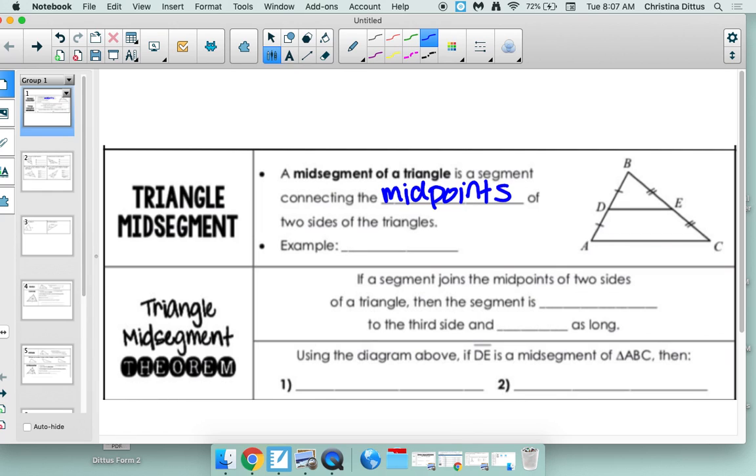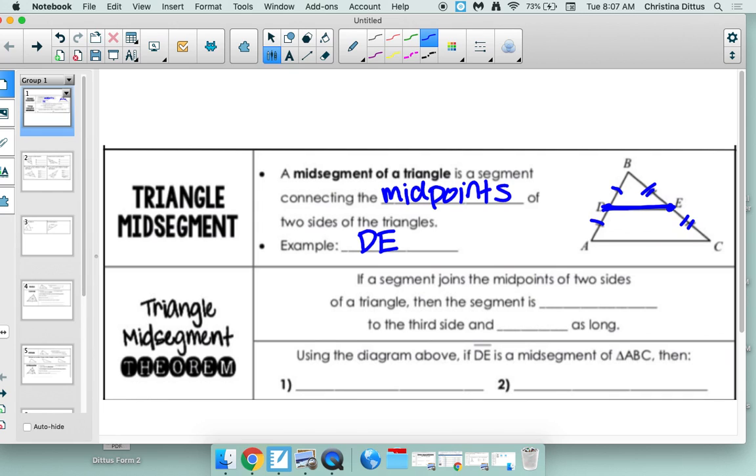And we know that they're midpoints when they have dashes. So like D is a midpoint of BA because we got these lines. And E is a midpoint of BC because these lines tell me it is. Okay? So here, a midsegment is the line DE because it connects those two midpoints. So far, so good?